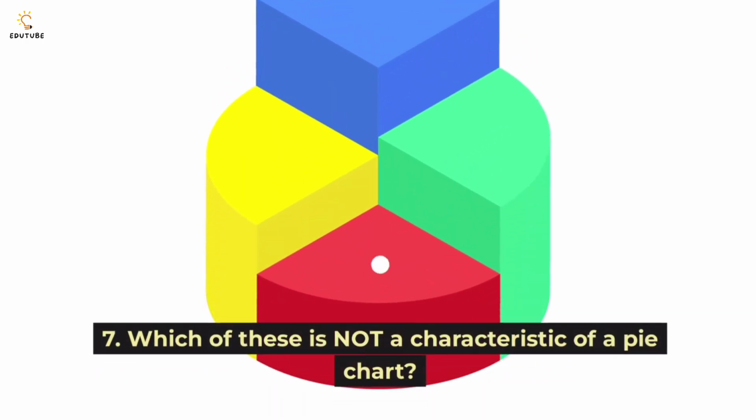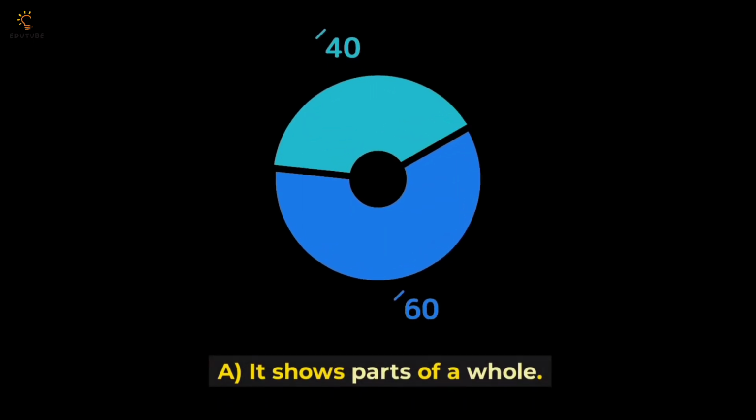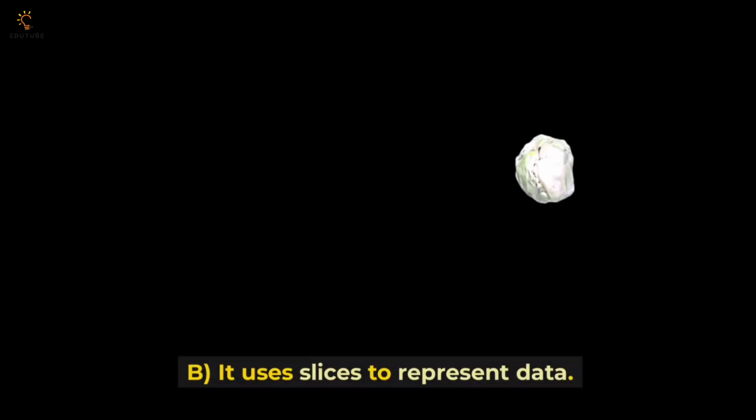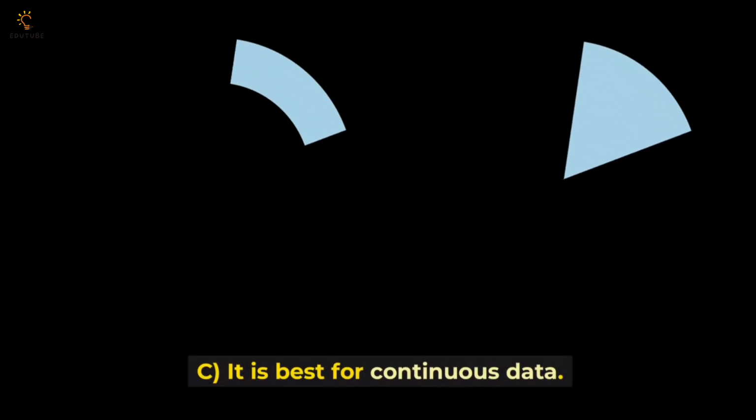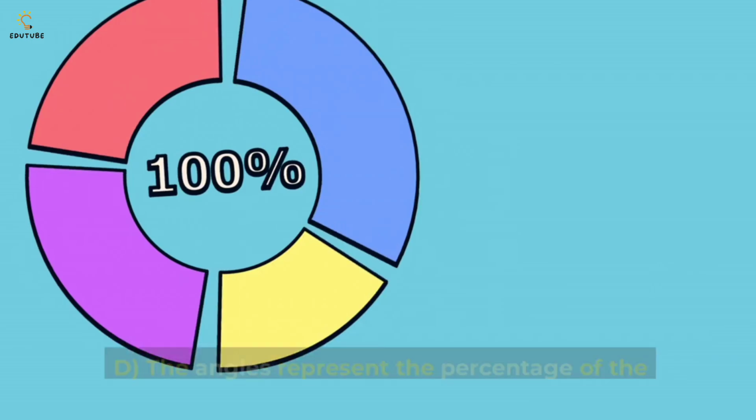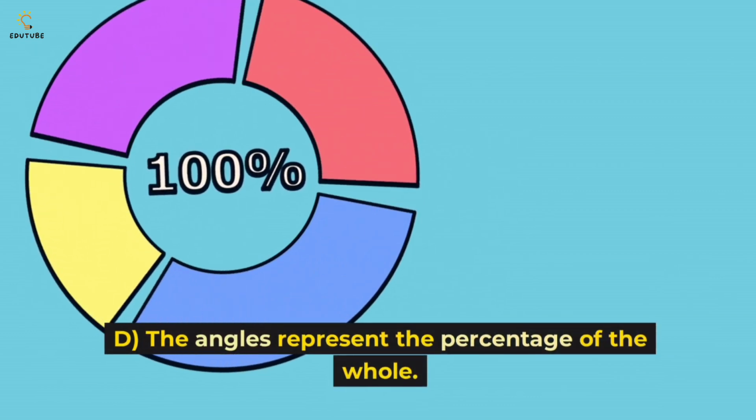7. Which of these is not characteristic of a pie chart? A. It shows parts of a whole. B. It uses slices to represent data. C. It is best for continuous data. D. The angles represent the percentage of the whole.